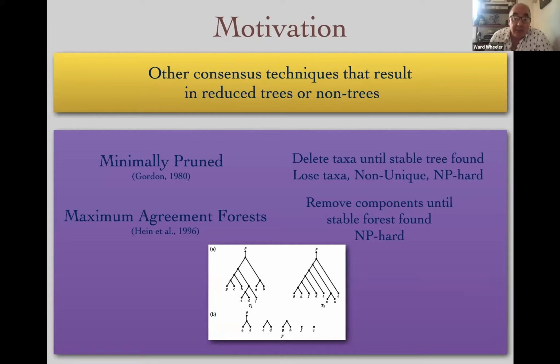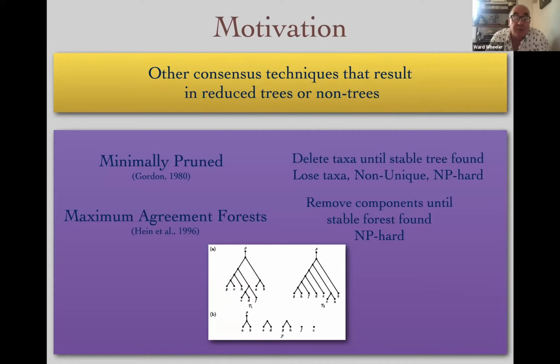And the first would be minimally pruned trees, where one would delete taxa until a stable tree is found. You lose taxa in the analysis, the results are not necessarily unique, and it's an NP-hard problem. This technique has been sort of rediscovered and republished many, many times.